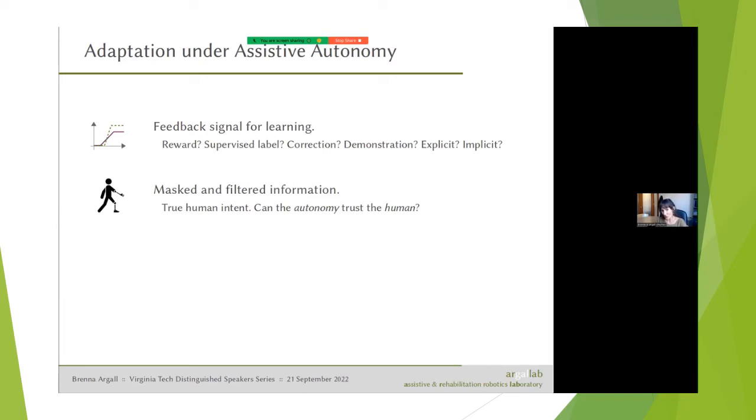Did they not mean to do it? And so you shouldn't learn from it. In fact, you should try to correct it with your autonomy.